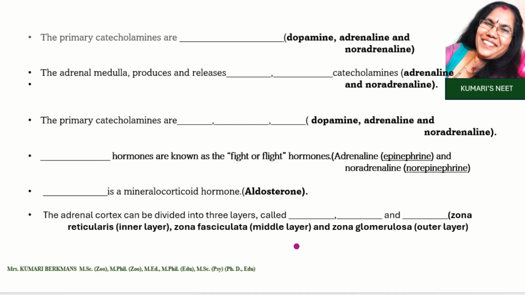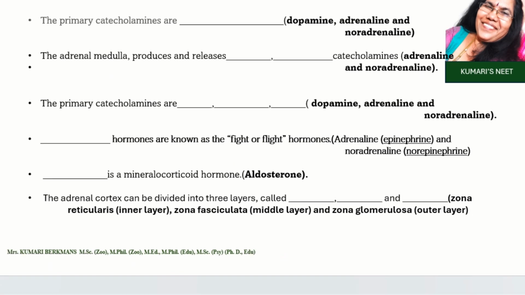Coming to the next one. The adrenal cortex can be divided into 3 layers called dash, dash, and dash. Very easy question, I think. What are those? Zona reticularis, zona fasciculata, and zona glomerulosa. Very good. Almost all answered.